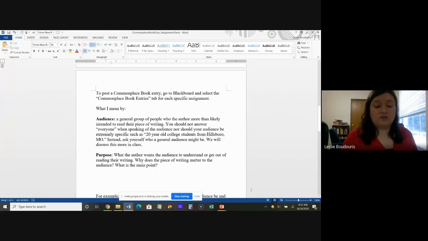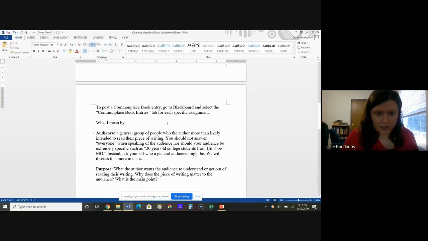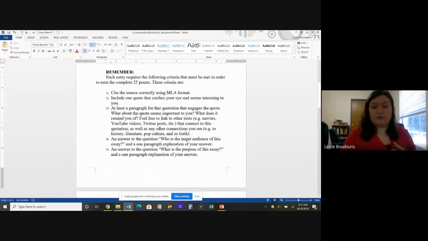And in addition, you also want to talk about the purpose of the piece. So that means, why does the piece of writing matter to the audience, or what is the main point? So you want to identify the audience and the purpose. So to recap, you'll cite the source correctly using MLA format, include one quote that catches your eye and seems interesting, write at least a paragraph expanding or responding to that quote in some way, and then answer the question, who is the target audience and what is the purpose?